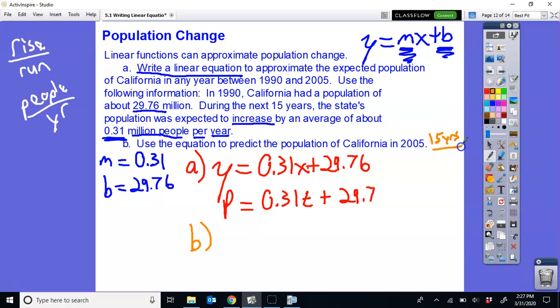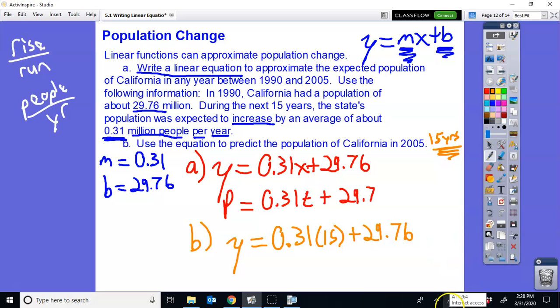And so 15 years is what I actually am going to plug in to my equation. 0.31 million people per year, so times 15 years, plus the 29.76 million we started with. Guys, this is what you would do in your calculator anyways, even if you didn't write the equation. So you can't tell me you wouldn't use the equation. You're just telling me you wouldn't write it down.